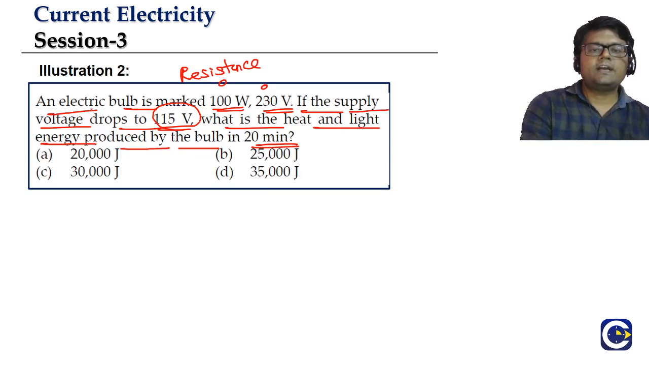And for this electric bulb, we are using a supply of how much? 115 volt. And whatever the power consumed, or power dissipated, will be going in which form? It will be going in the form of heat and light.